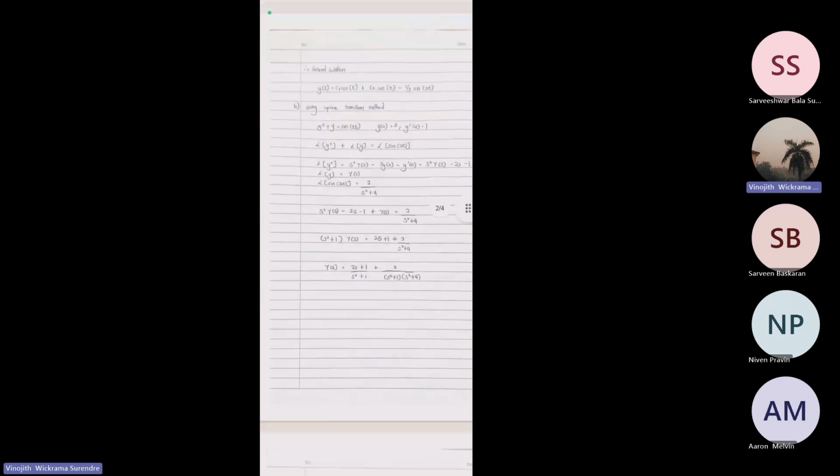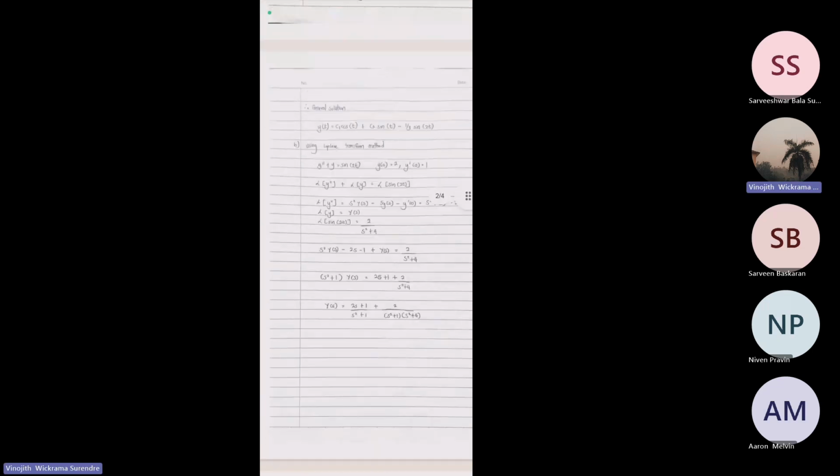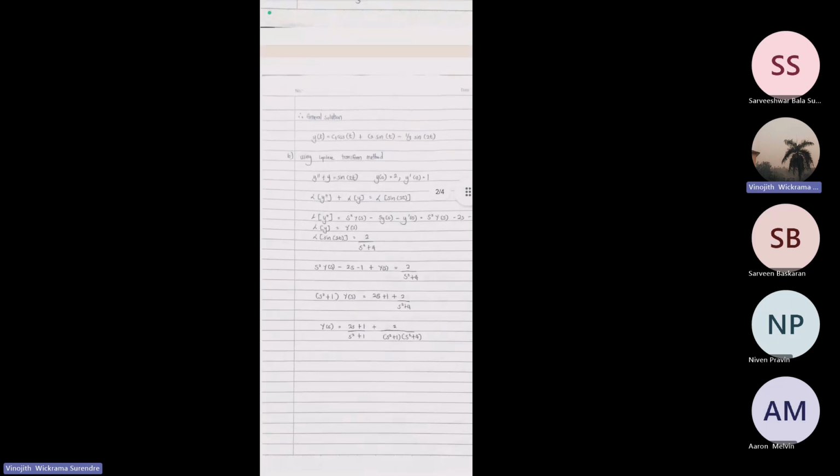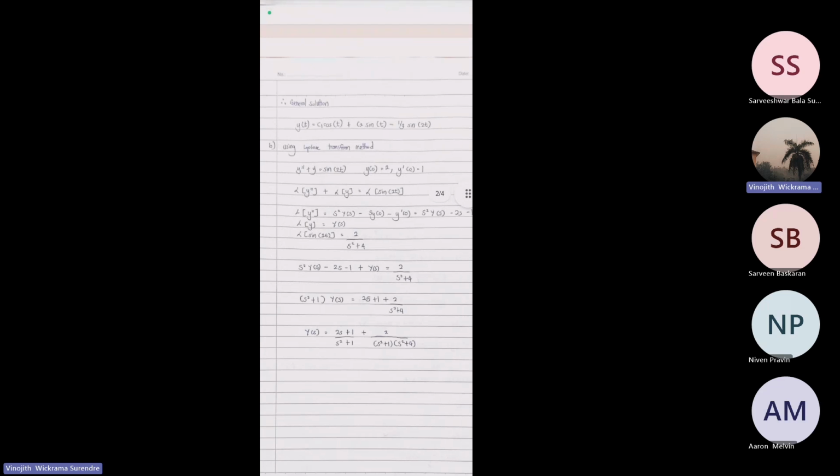Okay, now we go to B. Solve the following initial value problem using the Laplace transform method. The first thing you have to know is the Laplace transform method. You have to use the general formula. The given equation is y double prime plus y equals sin 2t.